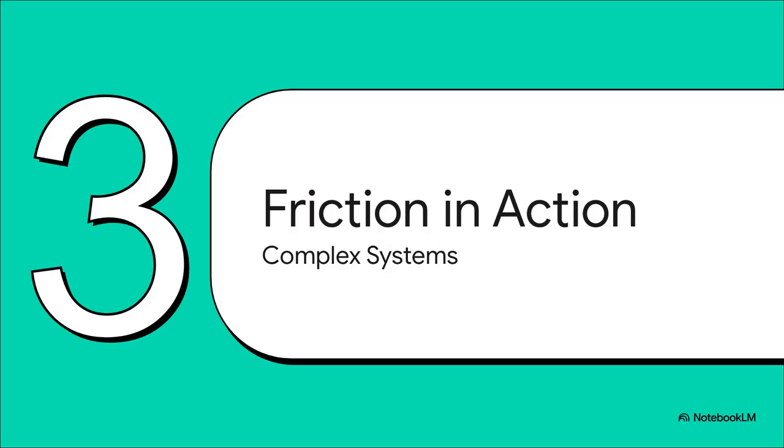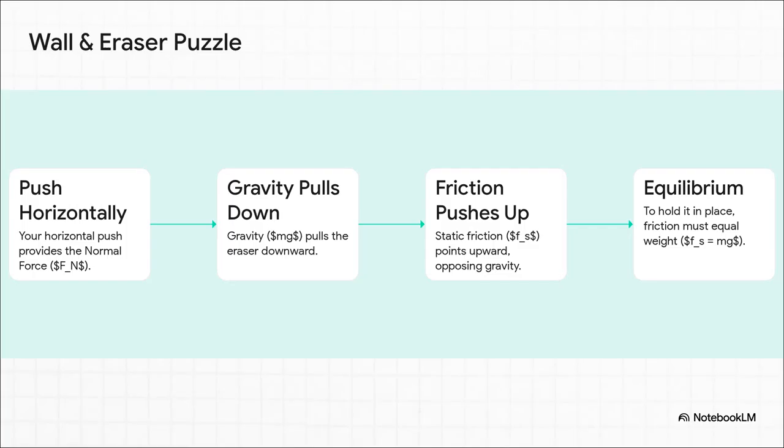Okay, now that we've got a good handle on the normal force, we can start to look at some more complex and kind of counterintuitive setups, where friction is the hero. Think about this: holding an eraser against a wall, just by pushing horizontally on it. What's stopping it from falling? Well, your horizontal push becomes the normal force. The wall pushes back, and that normal force creates static friction that points straight up, fighting against gravity. As long as that upward friction is strong enough to equal the eraser's weight, it's not going anywhere.